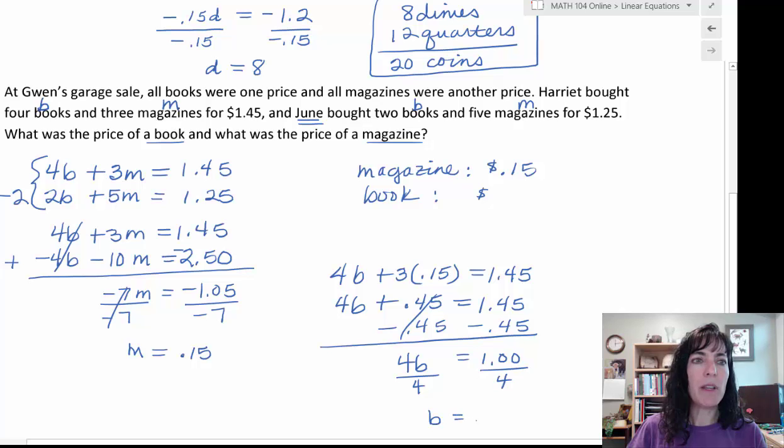and my b is going to be 0.25 or 25 cents. So books cost 25 cents, magazines cost 15 cents.